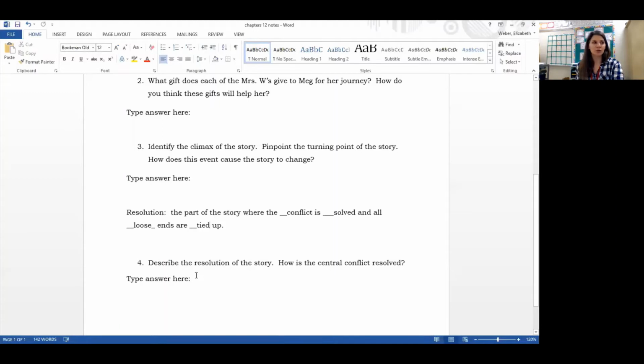Describe the resolution of the story. So how is the central conflict resolved? We talked about this at the beginning of the novel. Throughout the exposition of the novel, we are introduced to these small little details about father is missing. Why is father missing? And then in chapter 3, we get the main reasons as to why he's missing. And then our central conflict all revolves around trying to rescue father.